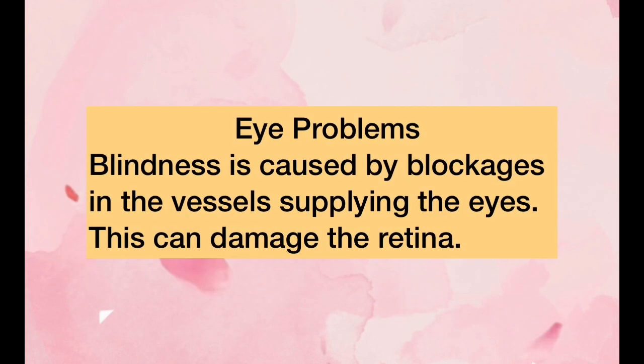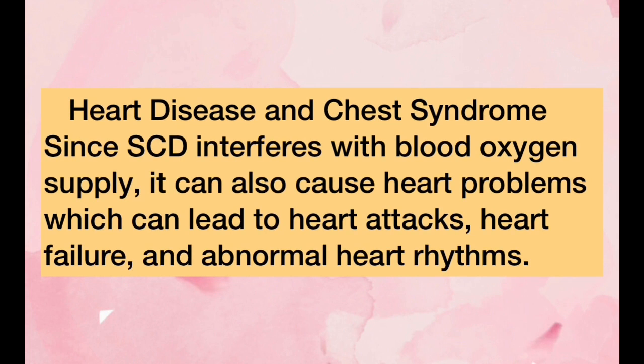We also have eye problems. Blindness is caused by blockages in the vessels supplying the eyes. This can damage the retina. We also have heart disease and chest syndrome. Since sickle cell disease interferes with blood oxygen supply, it can also cause heart problems, which can lead to heart attacks, heart failure, and abnormal heart rhythms.